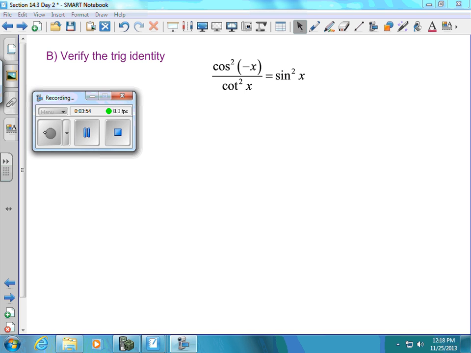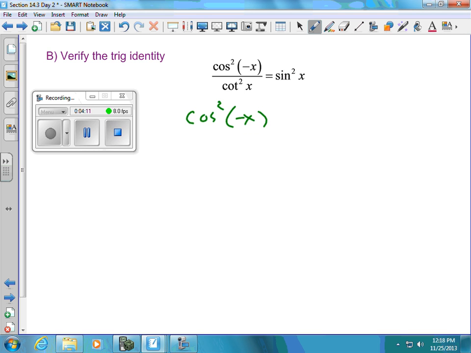Okay, here's another one. Cosine squared of negative x over cotangent squared of x. We want to prove that that equals the sine squared of x. Obviously, the left side looks more complicated than the right side. It is possible to work the other way, but the way I like to do it is to work the more complicated side to the simplified side.